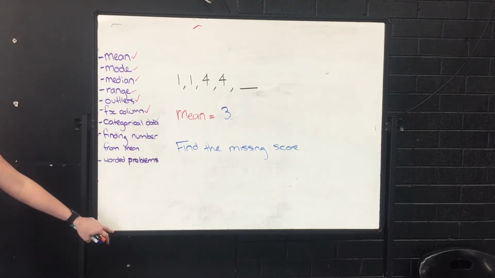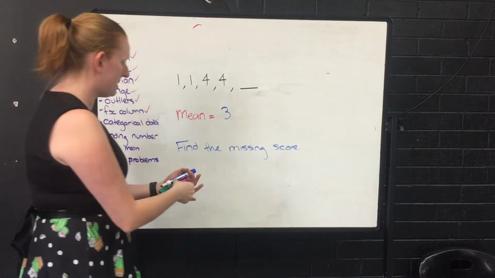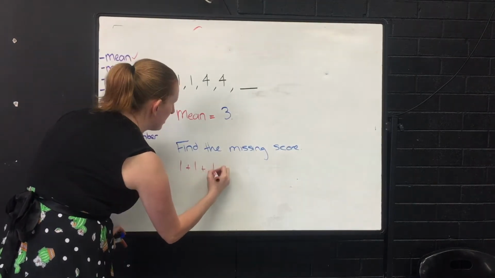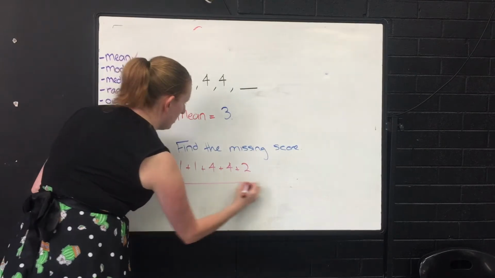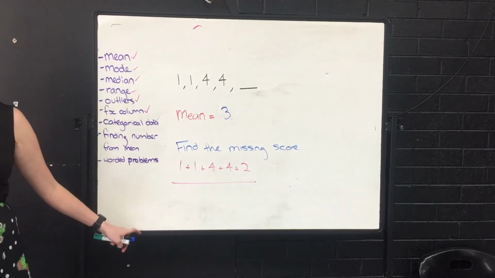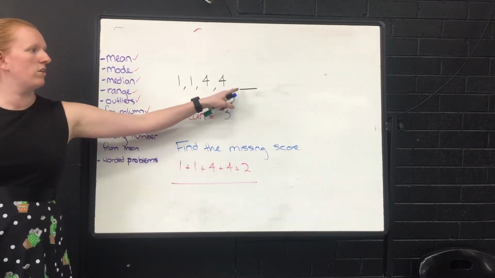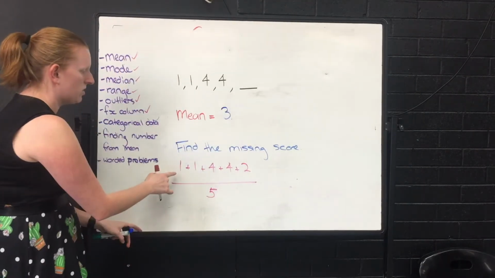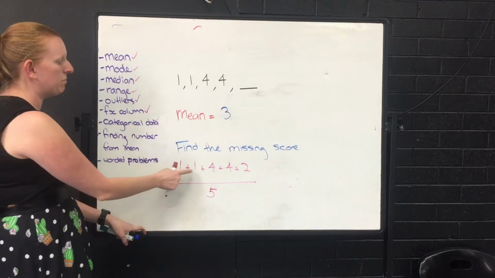Is it 2? What we're going to have to do is try it and see. So, if I've got 1 plus 1 plus 4 plus 4 plus 2, divided by how many scores would there be if I had the missing score? How many are there? 1, 2, 3, 4, 5. So if I add these up and divide by 5, does that give me 3?